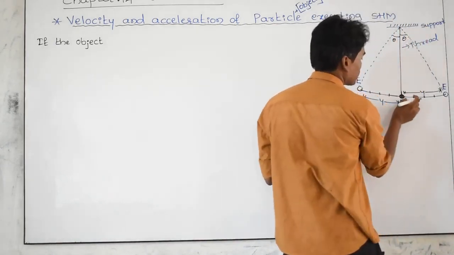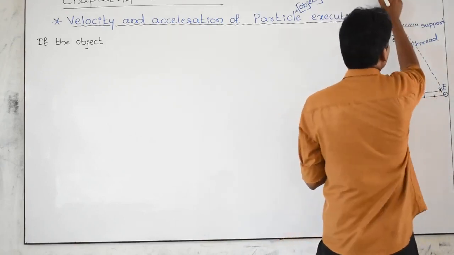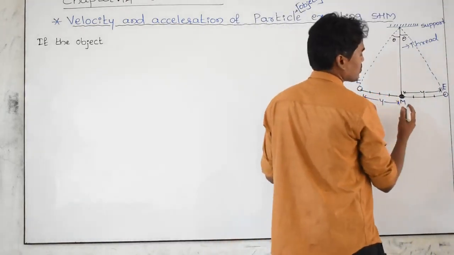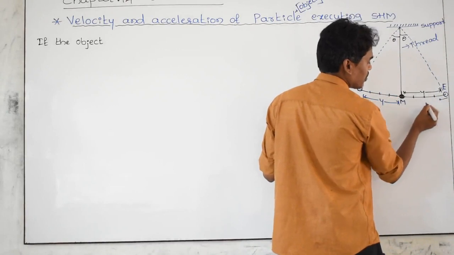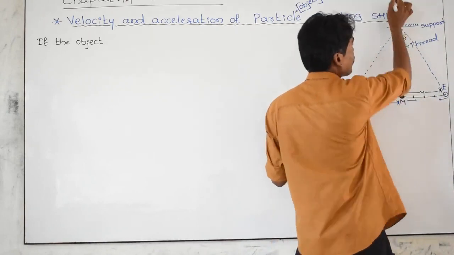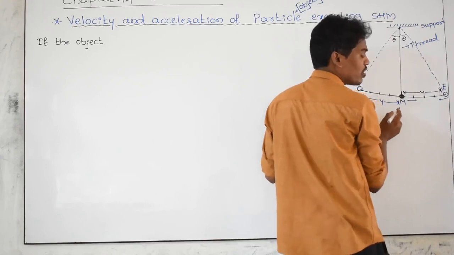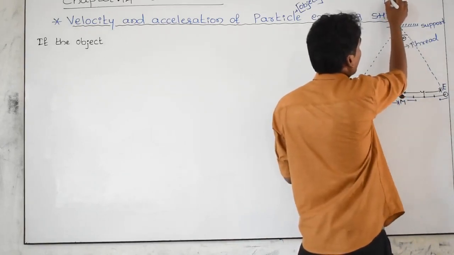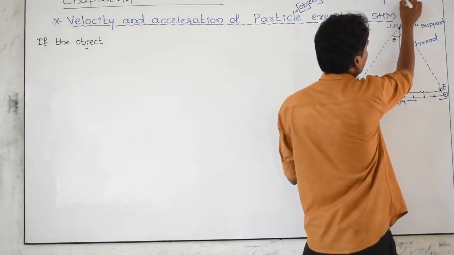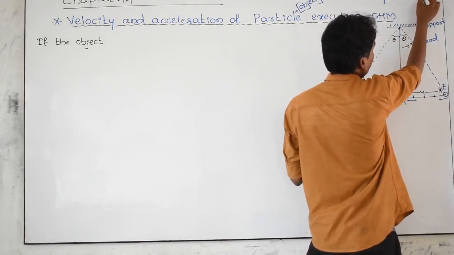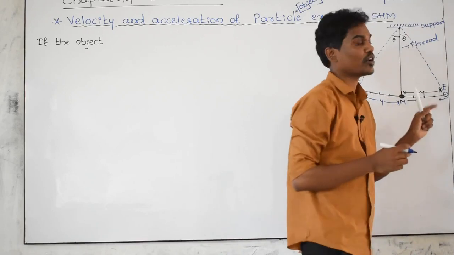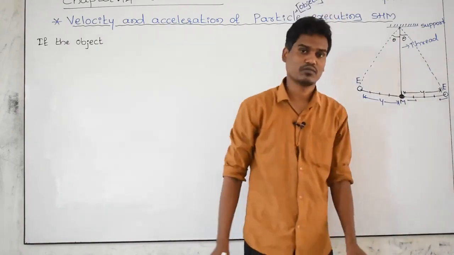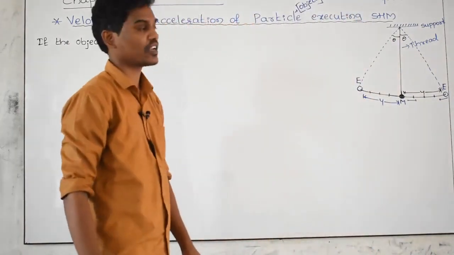If you want to find the displacement from the mean position, use this formula. And what is another formula? If you want to find the displacement of the object from the extreme position, you can use the cos formula: y equals a into cos of omega t. Displacement from the mean position, use the sine formula. Displacement from the extreme position, use this formula. I have discussed this, remember this formula again.